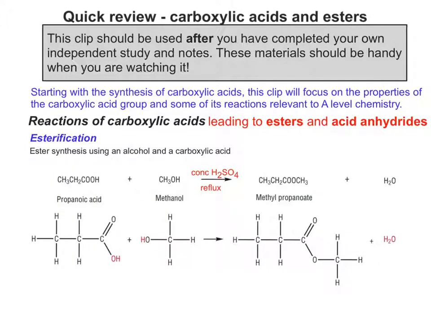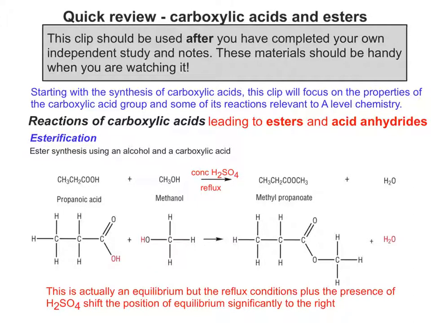So when you write out an equation for esterification, if they want the reaction conditions, you'll need to put down concentrated H2SO4 and reflux. So in reality this reaction is actually in equilibrium, but the reflux conditions plus the presence of H2SO4 shift the position of equilibrium significantly to the right, so we treat it as a forward reaction, in other words.